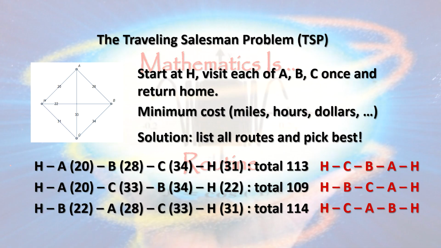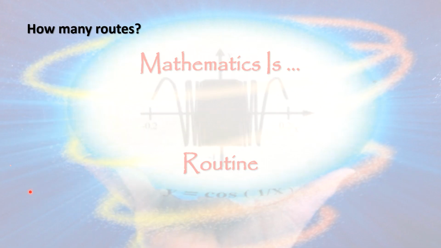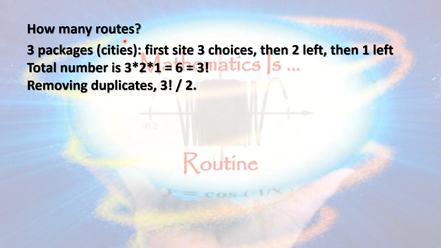So this was not very hard or very interesting. Delivery trucks, of course, make more than 3 deliveries at a time. How many routes would we have to list if there were 10 packages to deliver? Let's go back to our simple example, which had 6 total routes, 3 of which were duplicates. To compute this, we use an area of math called combinatorics, which develops clever rules for counting. Here we look at how many choices are available at each stage.